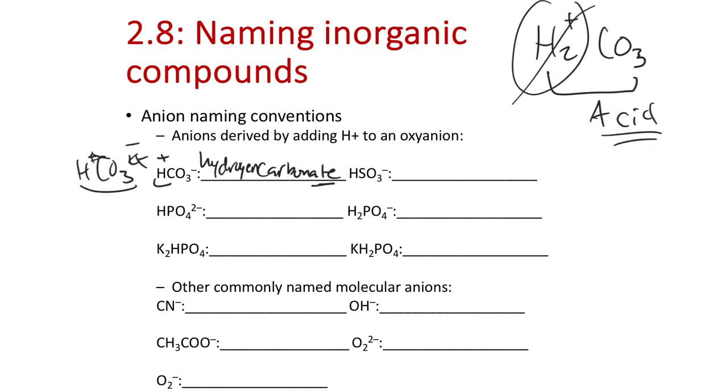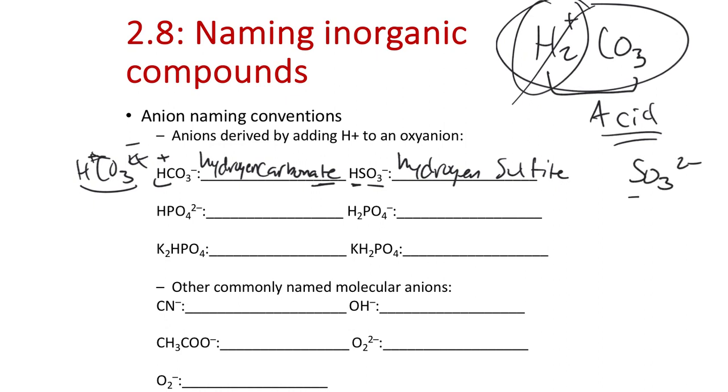If we add another H plus, we get to an acid. We'll name that in a moment, in a couple slides. If you add an H plus to sulfite, you would call that hydrogen sulfite. So what you're thinking here is, what would the charge be if I remove the H plus? It would be SO3 2 minus. What's the name of that? Sulfite. So I just go hydrogen sulfite for HSO3 minus.